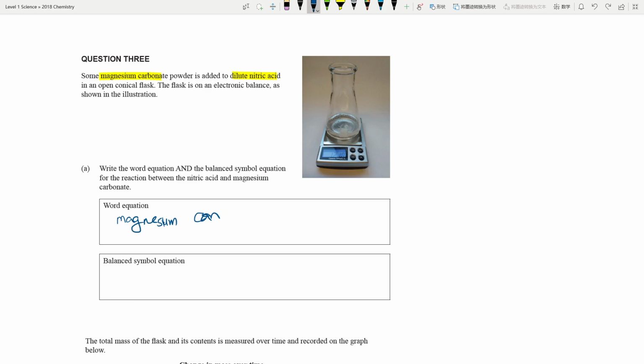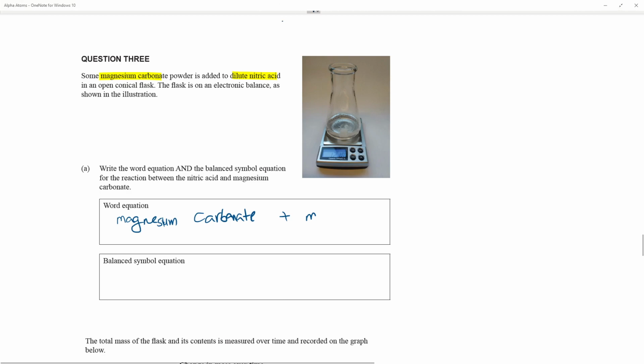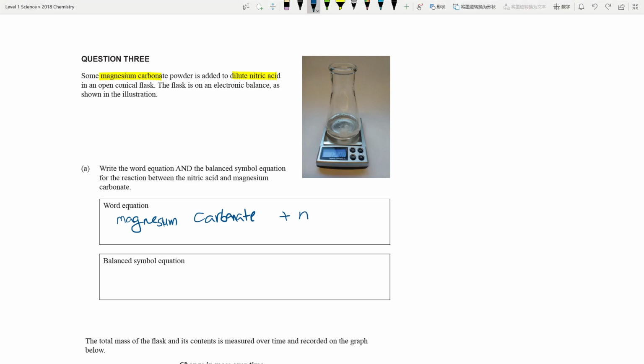Oh man, I hate doing word equations. If your science teacher didn't tell you already, scientists are the laziest people on the planet. That's why we come up with all the symbols, symbol equations, abbreviations, because we hate writing wordy things. Okay, so this is nitric acid, acid plus carbonate.